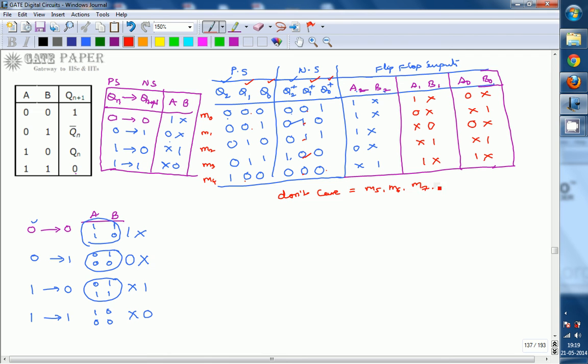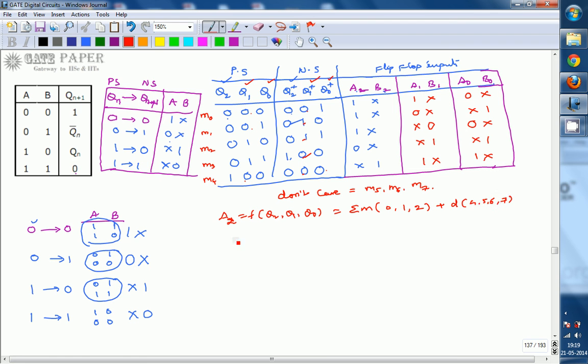So you can write a1 as a function of q2, q1, q0, that is sigma m of. First we will start with a2. a2 is equal to a function of q2, q1, q0. a2 is going to be 1 for m0, m1, and m2 plus don't cares of 4, 5, 6, 7.